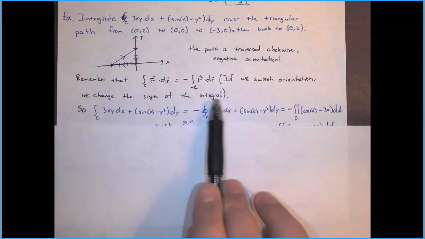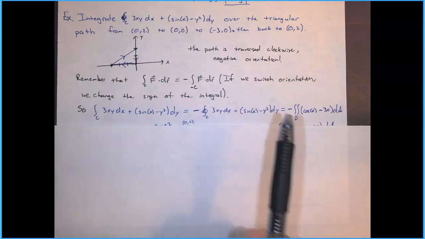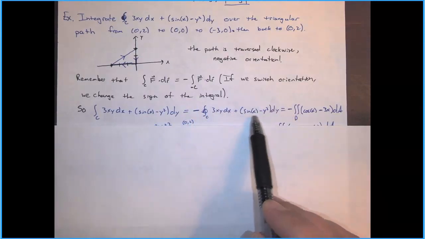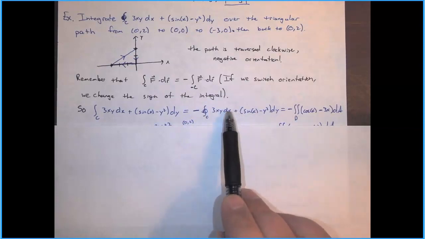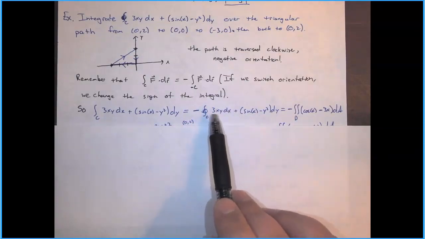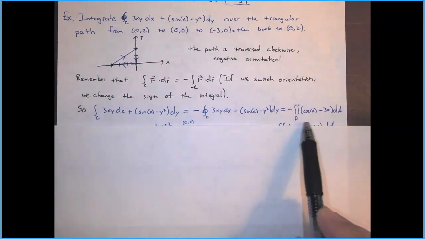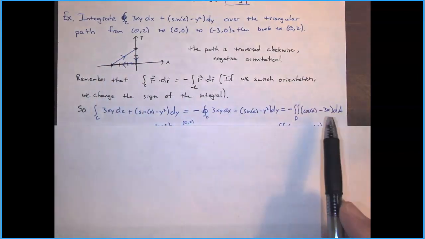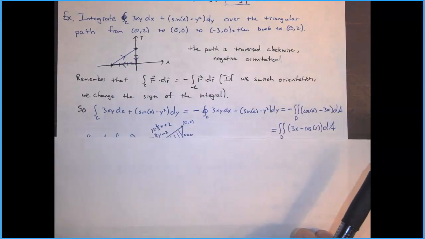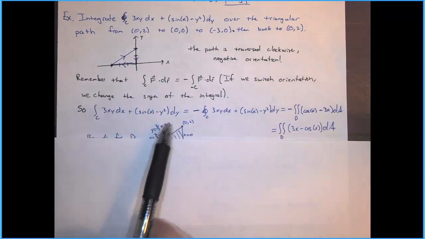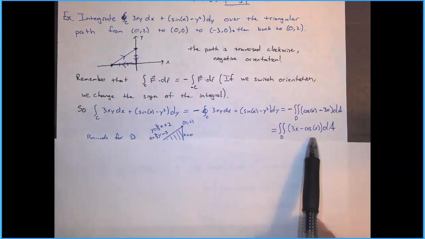Right? And for this integral, I'm allowed to use Green's theorem. So now I just have to look at this function, take its partial derivative with respect to x, get cosine, subtract the partial derivative of this function with respect to y, which is 3x. So this is minus the double integral over this triangle of cosine x minus 3x. And now I can distribute this negative, and this line integral that I'm asked to find is equal to the double integral of 3x minus cosine x.